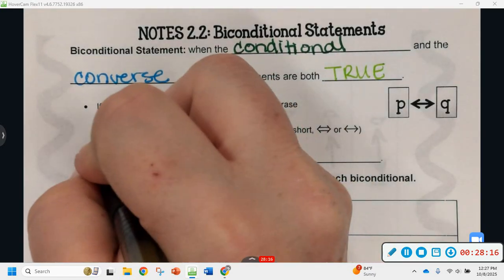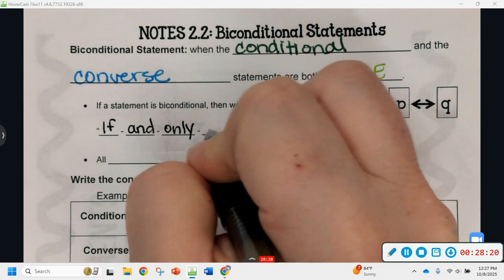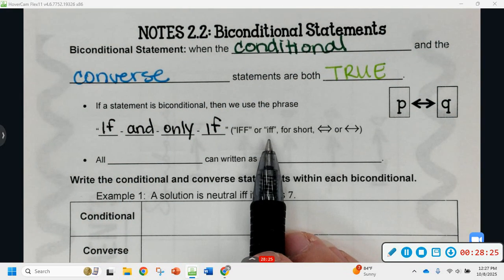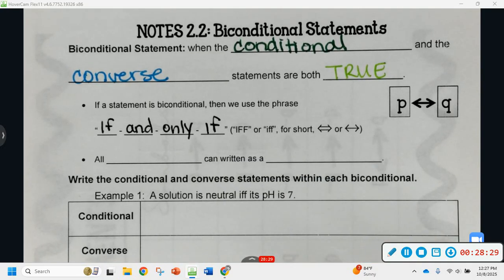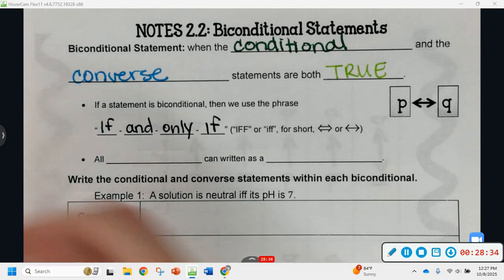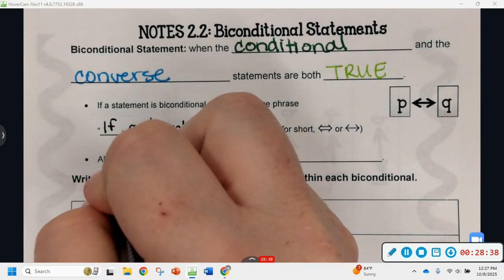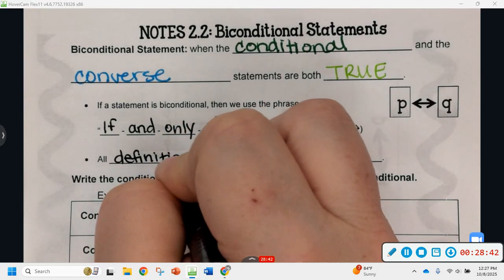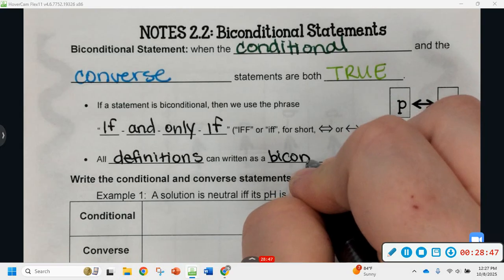We will do if and only if. And you can shorthand it with IFF, or you can do a double arrow. So, and this is just kind of a fun fact, all definitions can be written as a biconditional.